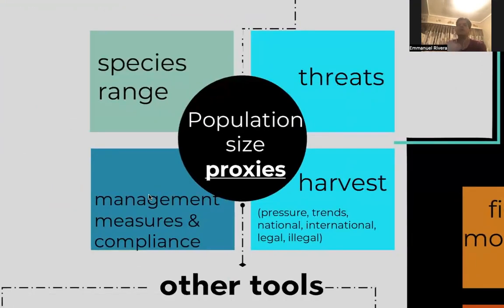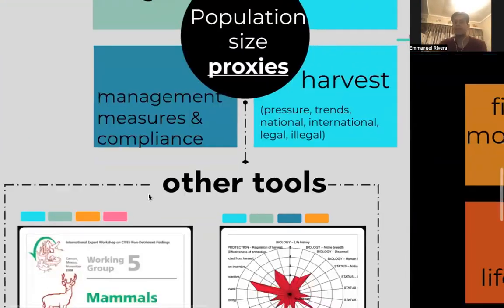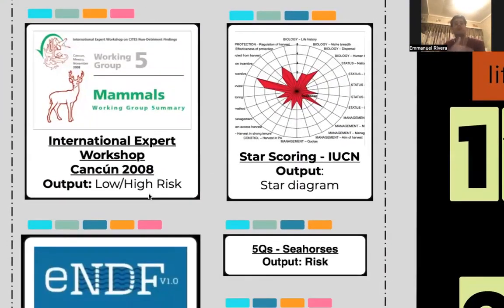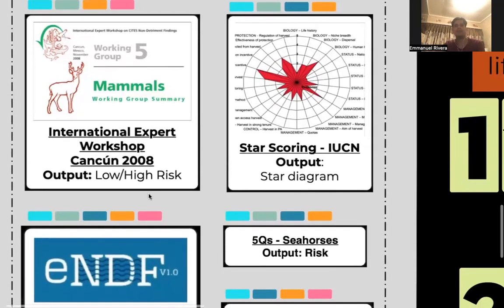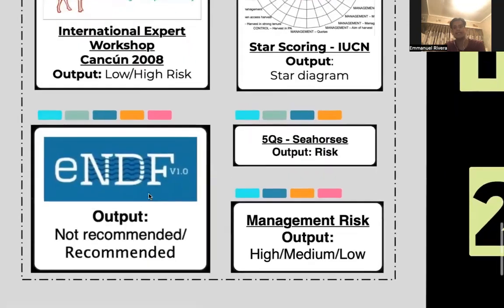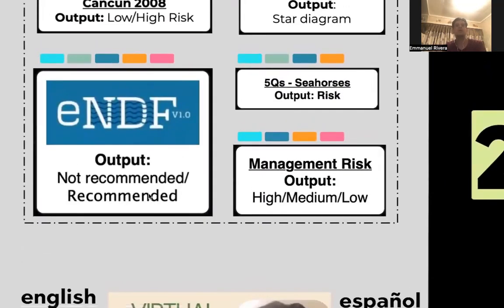For example, if you measure the harvest and it's a high harvest pressure on the species, you'll be thinking that the population size number will be low. If the species range, for example, is constrained, then you'll be thinking that the population size will be shrinking also. There are other tools like this that measure the amount of risk that you have when you're making the NDFs, like the tools that came out from the International Expert Workshop in Cancun 2008, or the ENDF, which is a low or high risk assessment. The output of an ENDF, for example, is a gradient from not recommended to recommended.